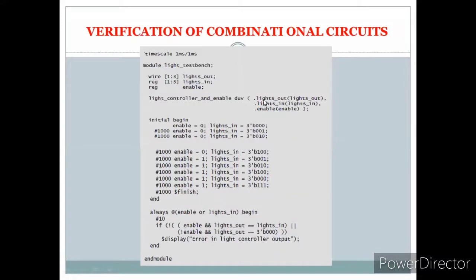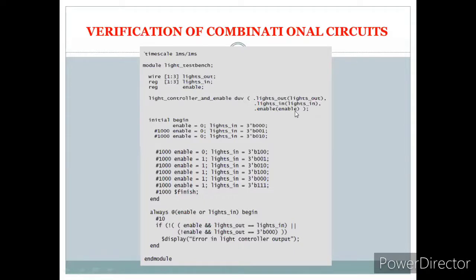If you observe, positional mapping is one concept and port mapping is another concept. The way we have written it here is port mapping. Port mapping means it is not necessary to write it in any particular order. Once it is a port mapping, it is .lights_out, observe the same names, in brackets, out for the output, input for the input, and for enable.